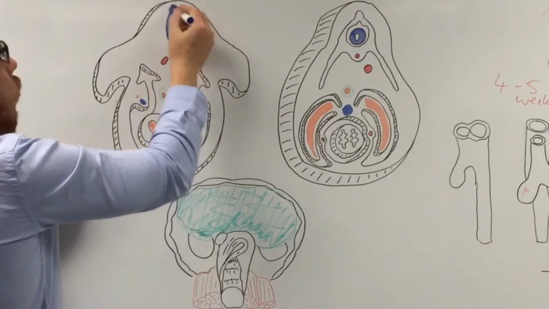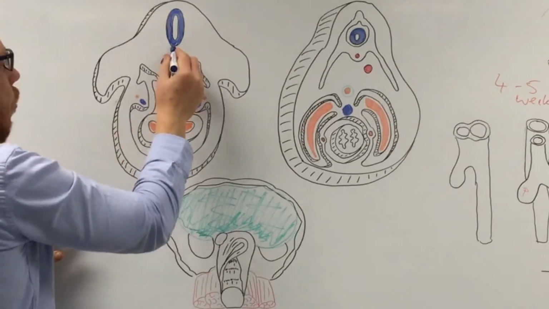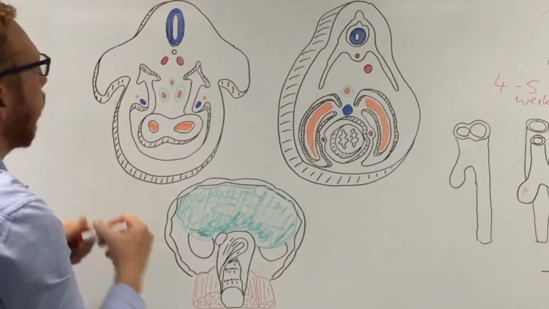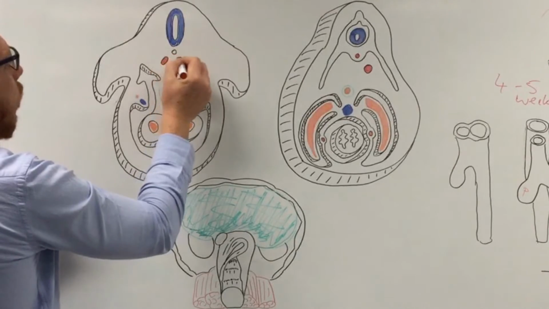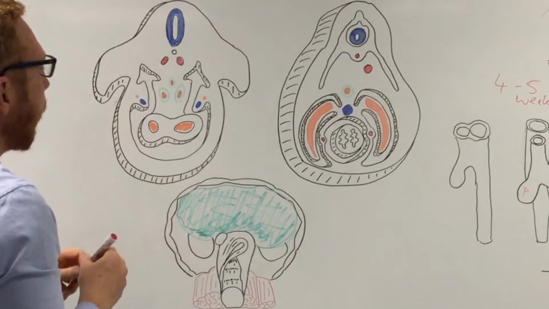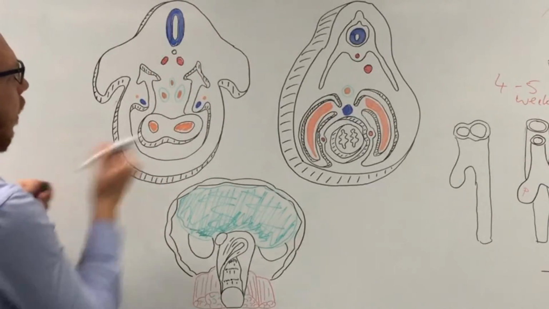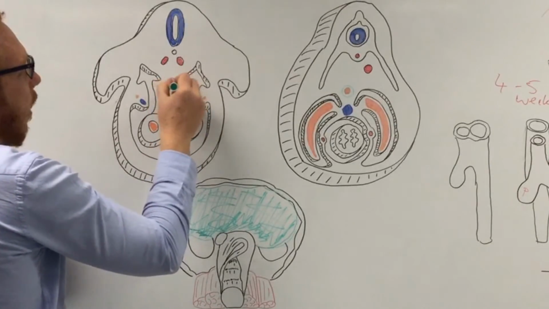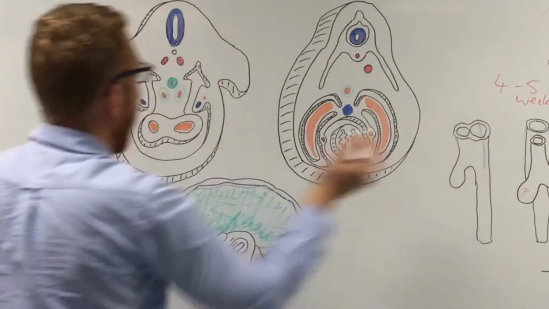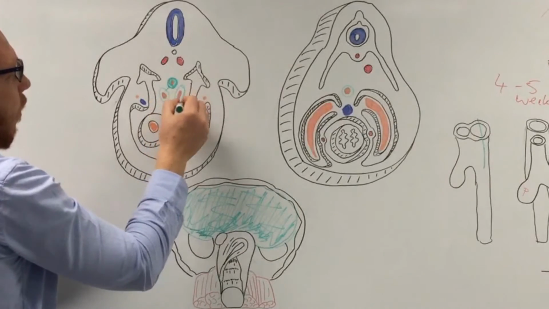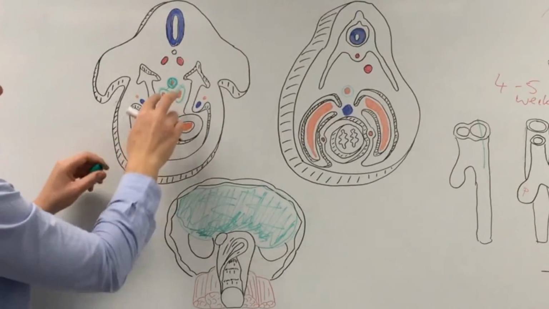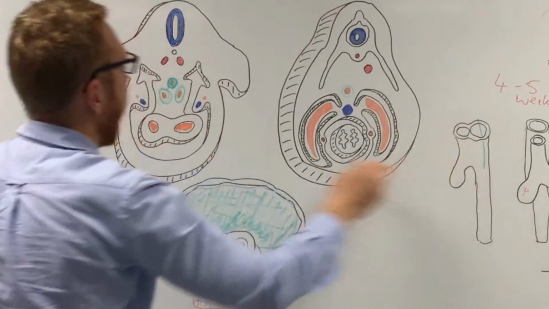We can see the neural tube has closed, the notochord sitting like so. We can see the 2 dorsal aorta on either side. And what we can see here in green is the gut tube, which is going to be here, and the lung buds popping off here and here. So these are the lung buds here, like so.